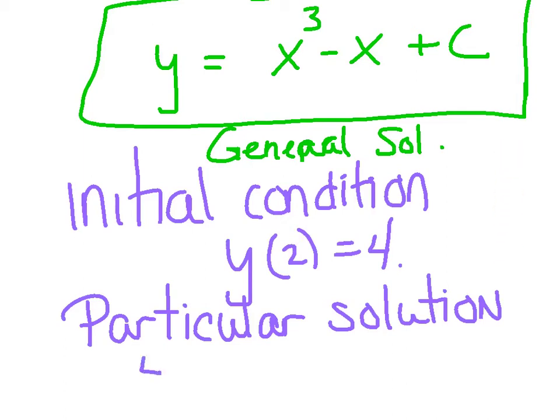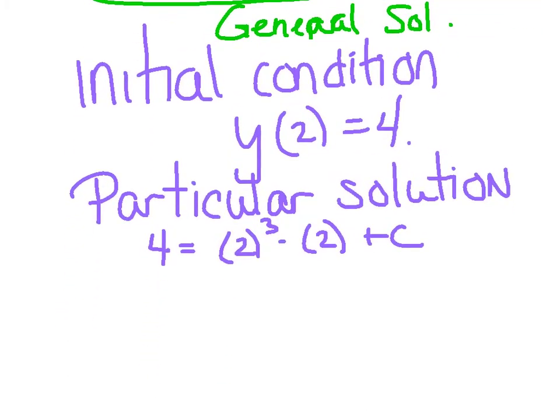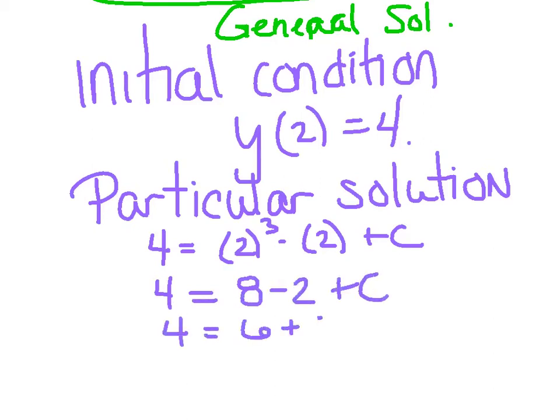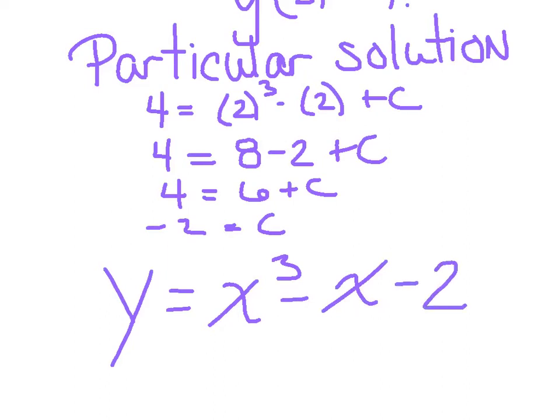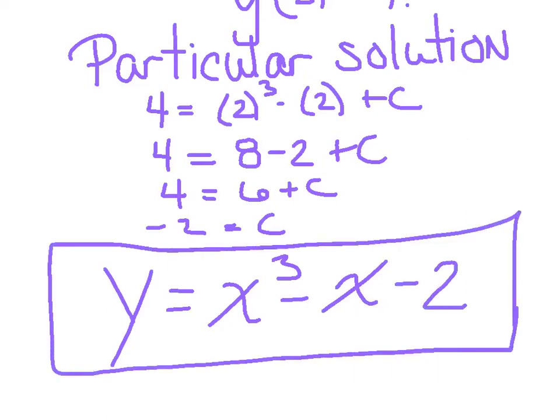So I've got 4 equals 2 cubed minus 2 plus c. 4 equals 8 minus 2 plus c. 4 equals 6 plus c, so c equals negative 2. So all that implies is the particular solution to this problem is y equals x cubed minus x minus 2. And that's it. You solved your first differential equation.